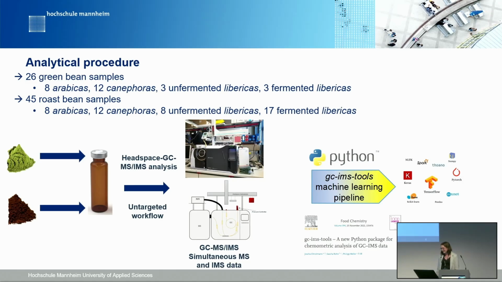Schwartz. And what is necessary to say is that the Libericas were only from India, while the Arabicas and Canephorus came from the different farms that Dr. Schwartz is cooperating with.